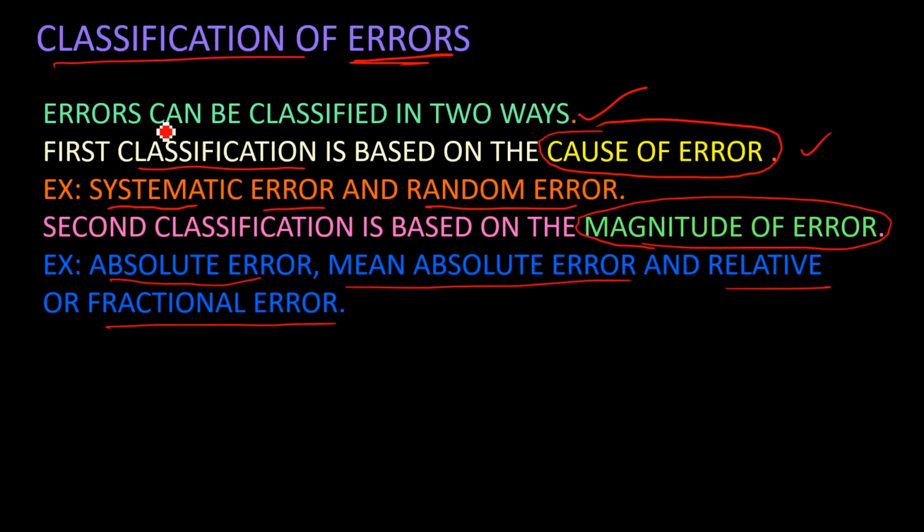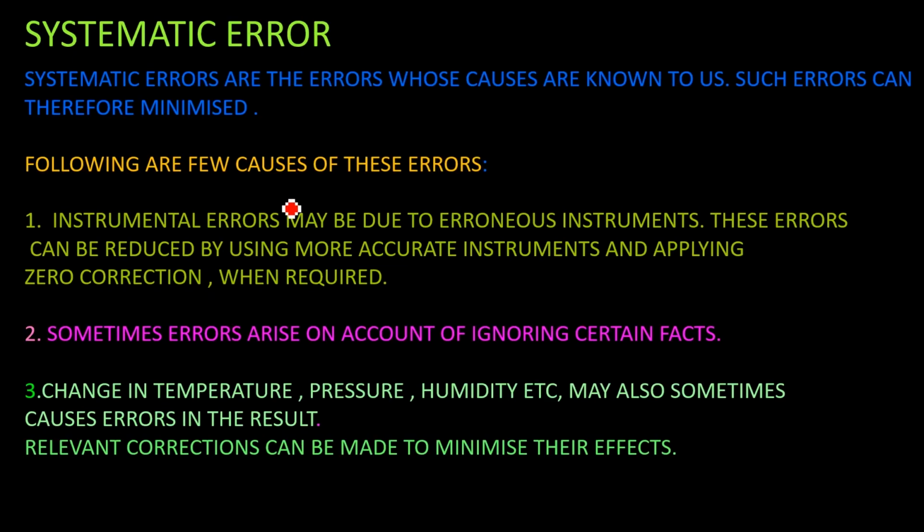The first one you said, that is cause of error. First one is systematic error. How this systematic error occurs and how to rectify it, we will see here. Systematic errors are errors whose causes are known to us. Wow, very nice, great. So for systematic errors we already know the cause. What is the reason behind that error? We already know. Then automatically we can rectify it, right? Such errors can be minimized.